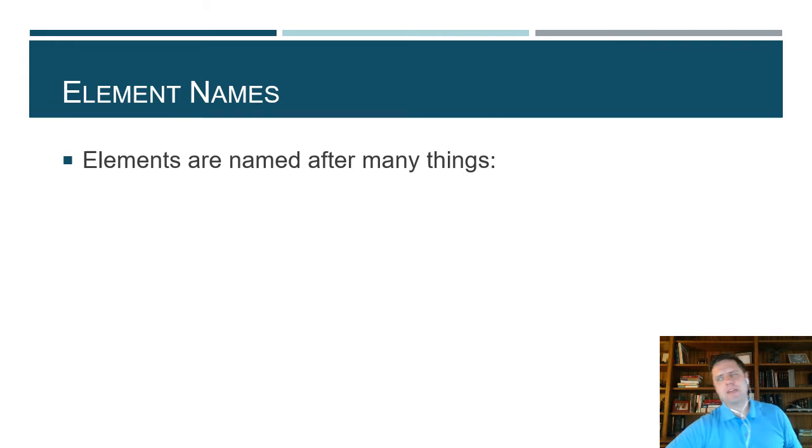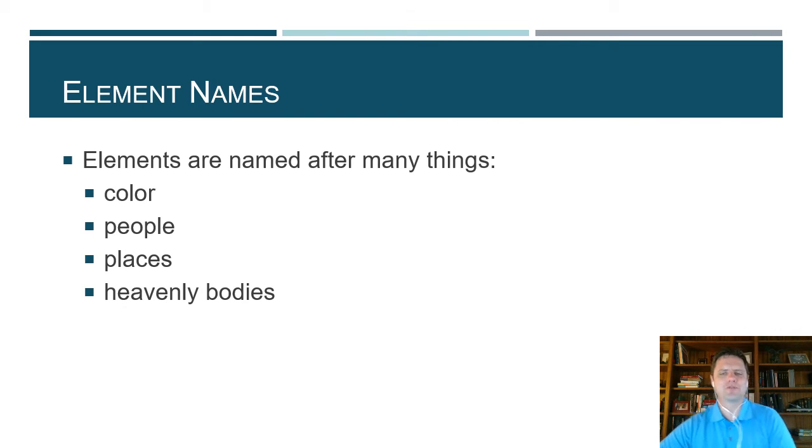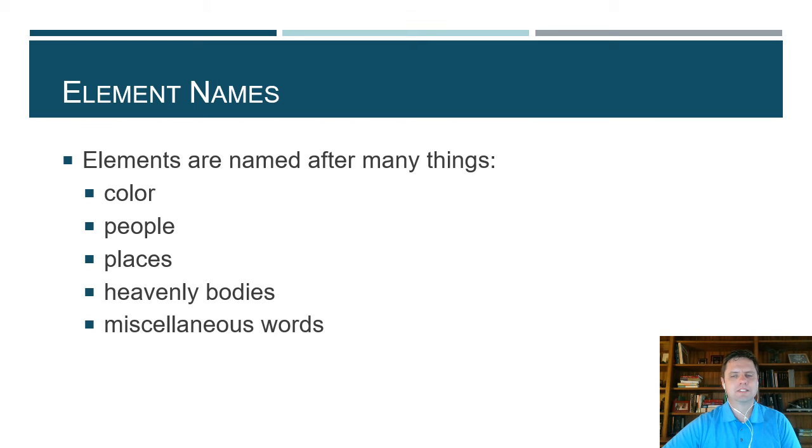Now, elements are named after many things. They can be named because of a color, or because of people that discovered them, or places where they were found, or even heavenly bodies. So there's a lot of different reasons for which the elements got their names. Sometimes even miscellaneous words.